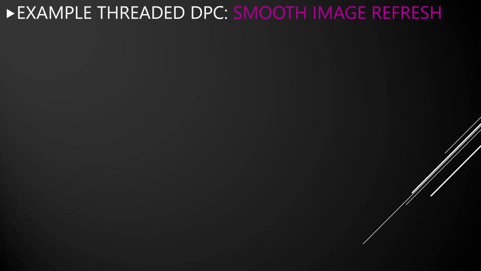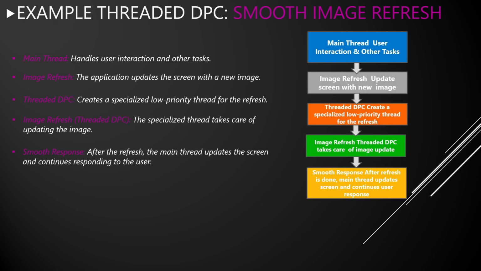Let's see an example of Thread DPC. This example is named smooth image refresh. The main thread handles user interactions and other tasks. We have the description on the left, and on the right we have the diagram. On the second description we have image refresh. The application updates the screen with a new image. Okay, so first is the main thread, user interaction and other tasks. The next is the image.